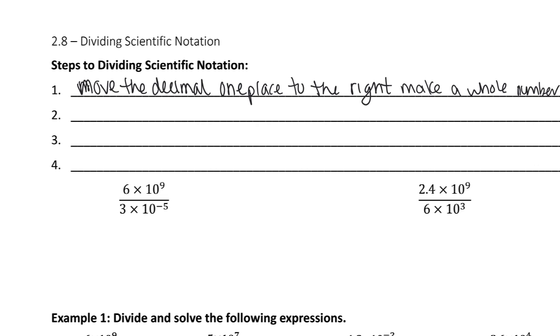Then we divide the whole numbers. Now that they're both whole numbers, divide them. Subtract the exponents because we're dividing.